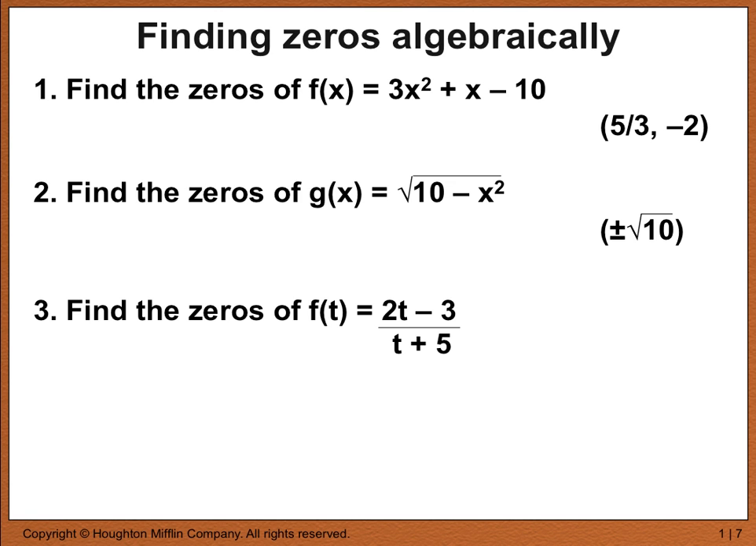Find the zeros of f of t equals 2t minus 3 divided by t plus 5. Pause the video, find the zero or zeros, and then resume when you have an answer. 3/2 is your answer, because 3/2 is the only thing that you can put in for t in order to get a value of 0 for f of t.